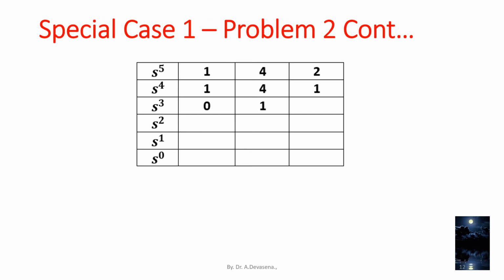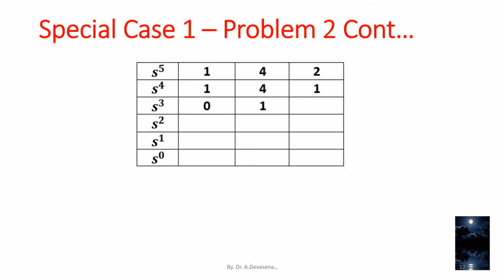Routh's array is constructed with the help of a0, a1, a2, a3, a4, a5 values. The s power 5 row comprises of 1, 4, 2, that is the a0 coefficient, a2 coefficient, a4 coefficient. And the s power 4 row comprises of a1, a3, a5, that is 1, 4, 1.